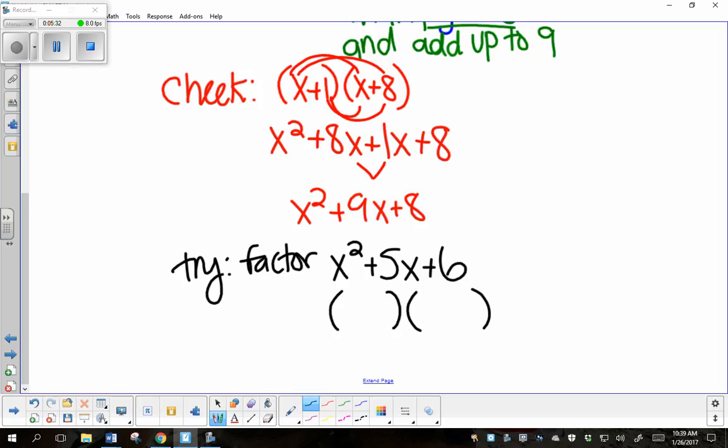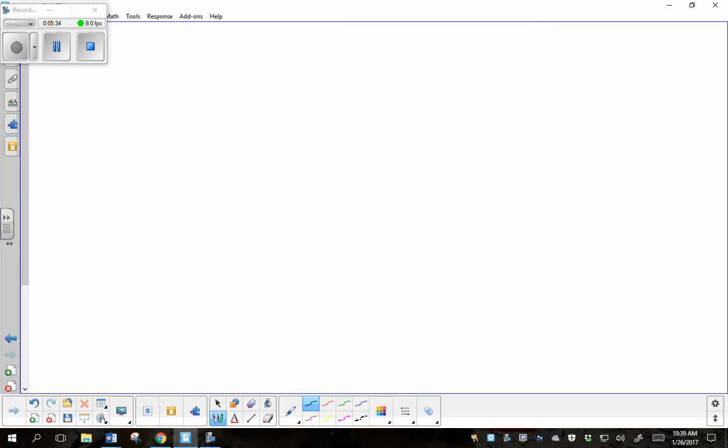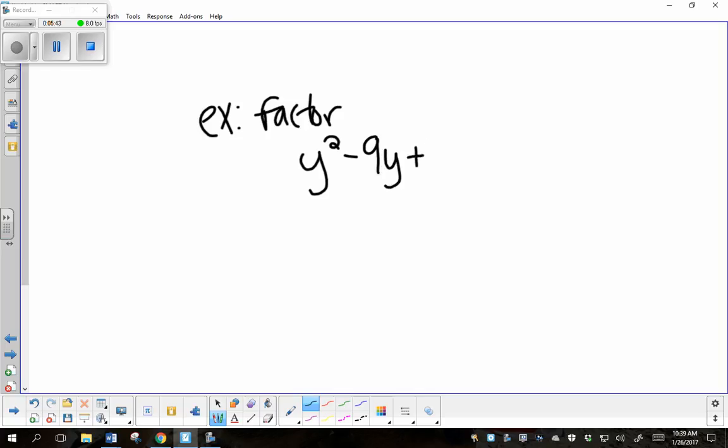All right, let's try one where we put in some negatives here. So in this next example, we're going to factor the trinomial y squared minus 9y plus 20.